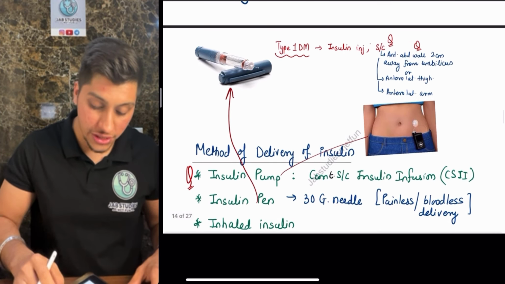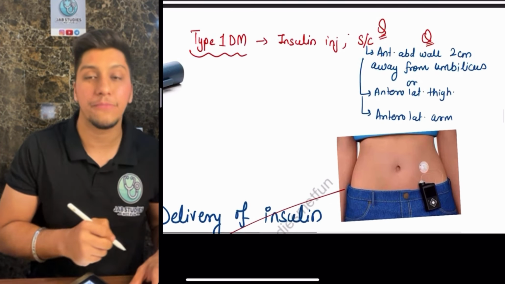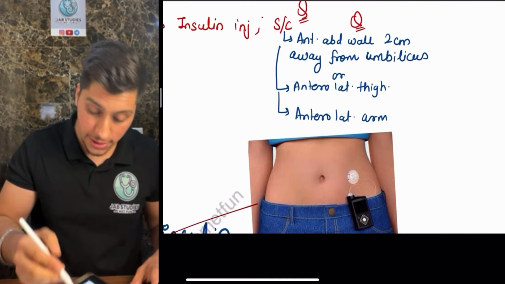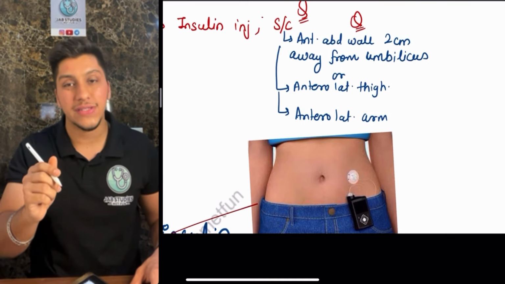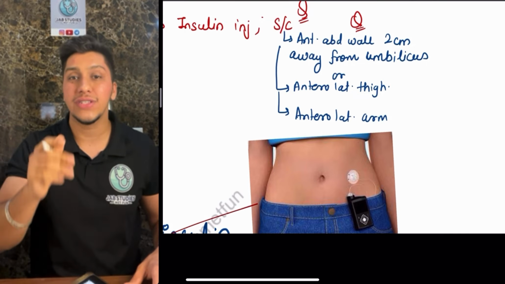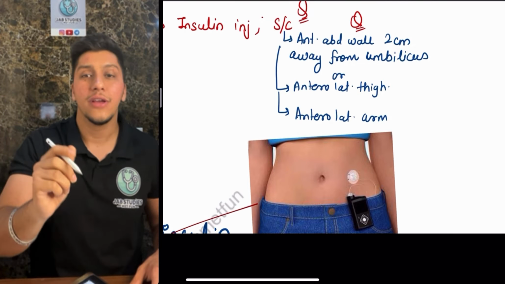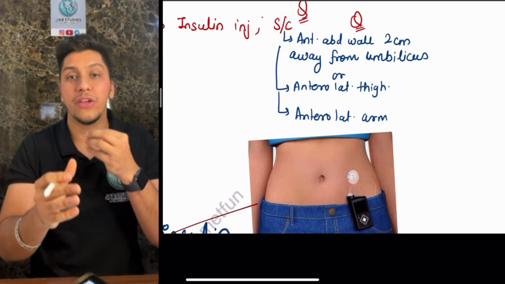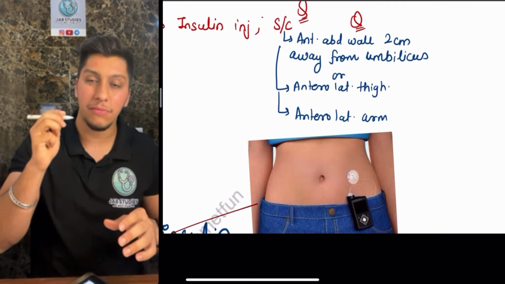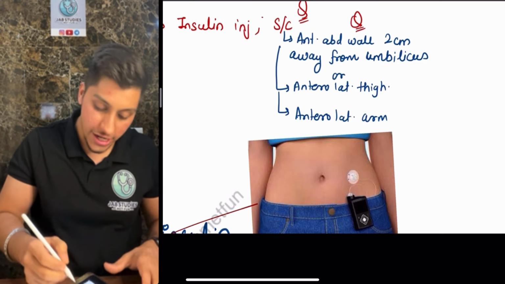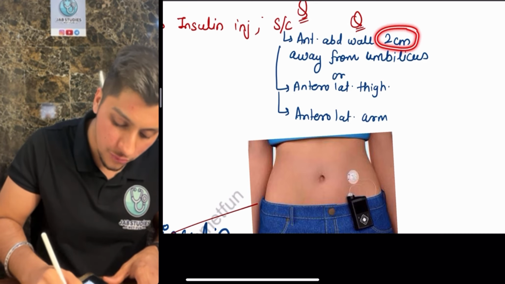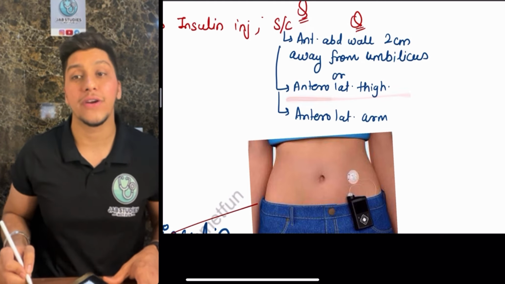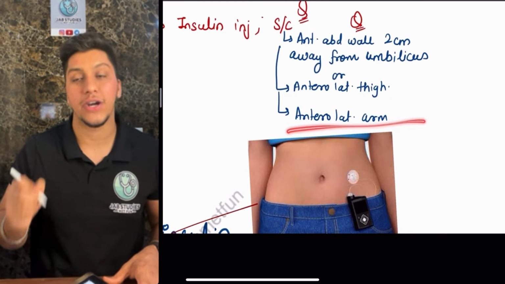How do you give insulin? What is the route? I told you the most common route is the subcutaneous route. You will be giving it around the umbilicus, not at the umbilicus. And once you do it in one site, you have to change the sites. Otherwise, if you do it in the same site, because of the thickness and wound healing and stuff like that, there will be a reduction of efficacy. So always make sure that you're changing the site. It will be in the anterior abdominal wall, 2 centimeters away from the umbilicus, or the anterolateral part of the thigh, or the anterolateral part of the arm.